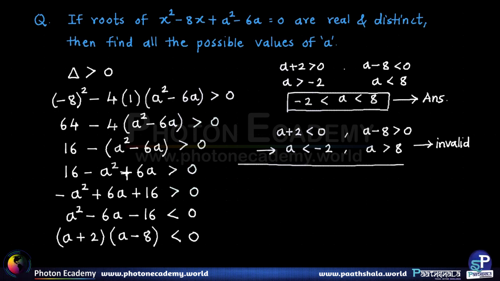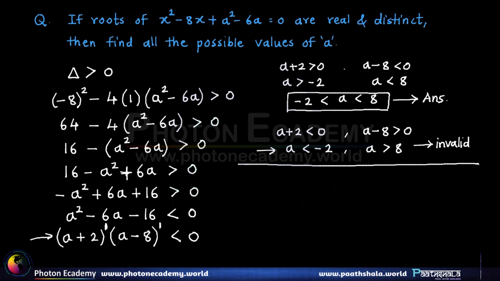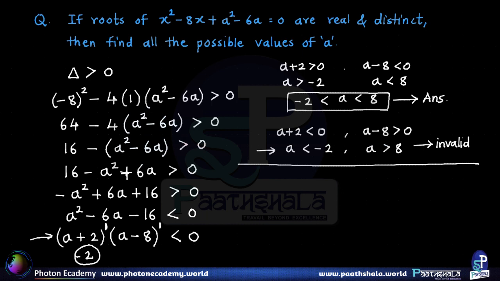Now there is another shortcut method also by which we can find out these two values quickly. For that, let us go back to the inequality where we have the product of two factors. Here we have to note the exponent of each factor also, that is both have the exponent as 1. Now when we rewrite this particular expression, we have to write down the values which make a particular factor as 0. So if we put a as minus 2, then it will make the first factor 0. Similarly, if we make a as 8 in the second factor, it will make that second factor 0.